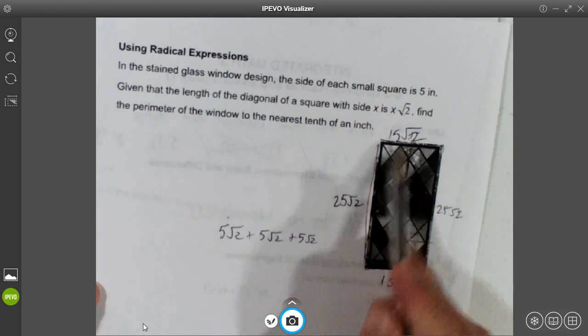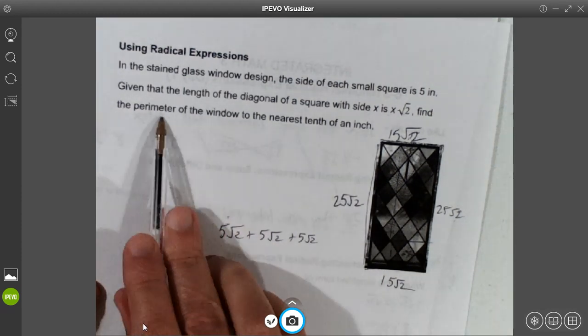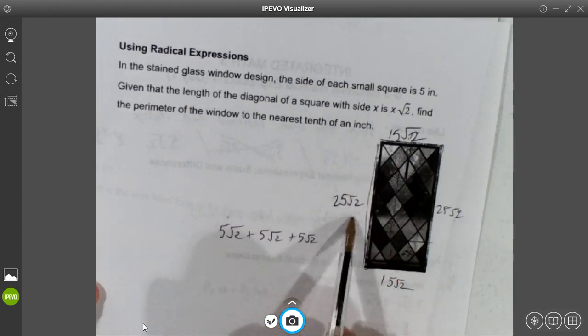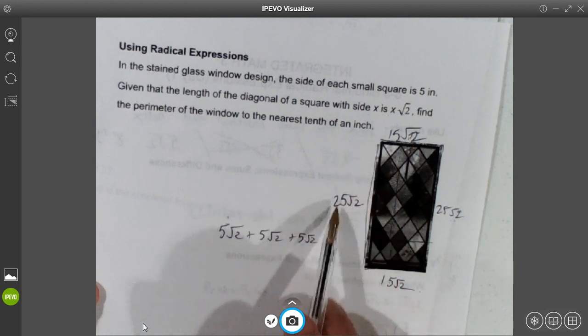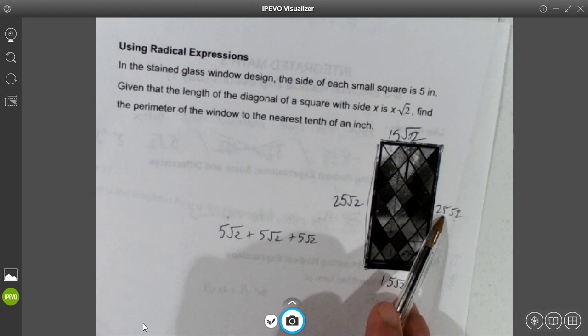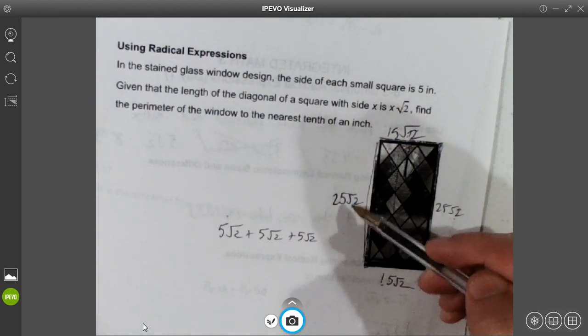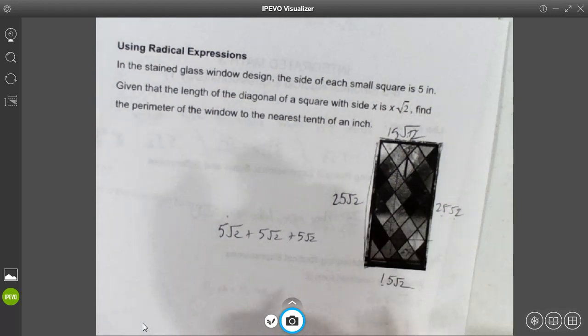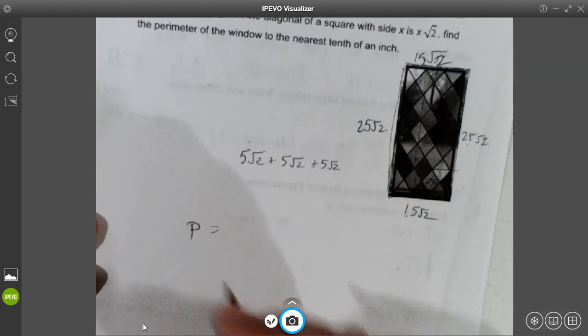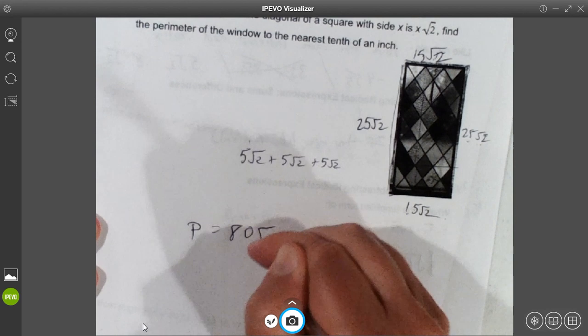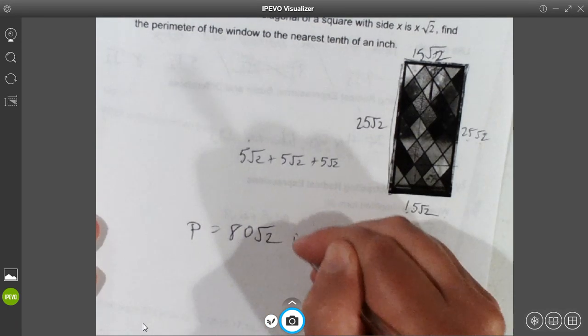So if I want to add all these up, because that's what I want to find, the perimeter, they are like radicals, so I can do this. All I got to do is add the coefficients, let's call them. So 25 plus 25 is 50. 15 plus 15 is 30. So that is 50 plus 30. The perimeter of this thing must be 80 times the square root of 2 inches.